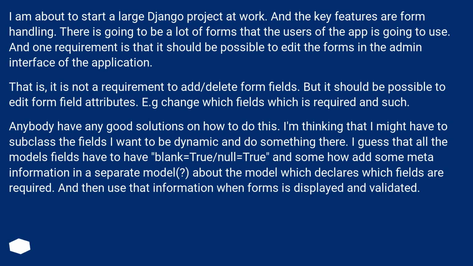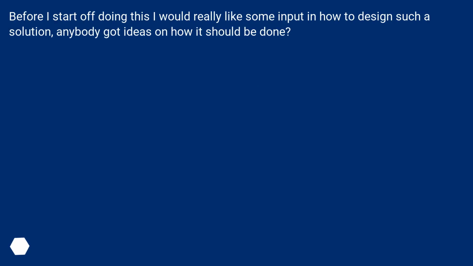I guess that all the model's fields have to have blank equals true/null equals true and somehow add some meta information in a separate model about the model, which declares which fields are required, and then use that information when forms are displayed and validated. Before I start off doing this, I would really like some input in how to design such a solution. Anybody got ideas on how it should be done?